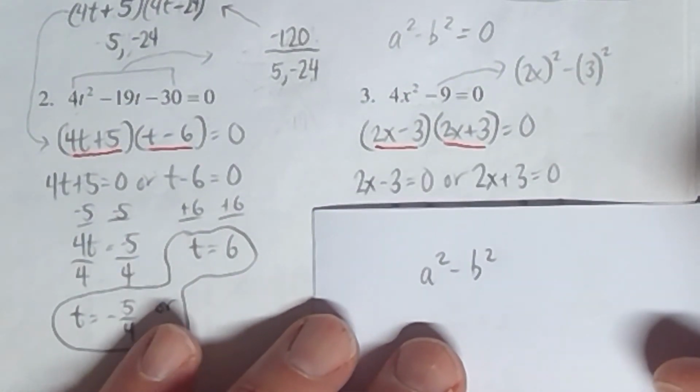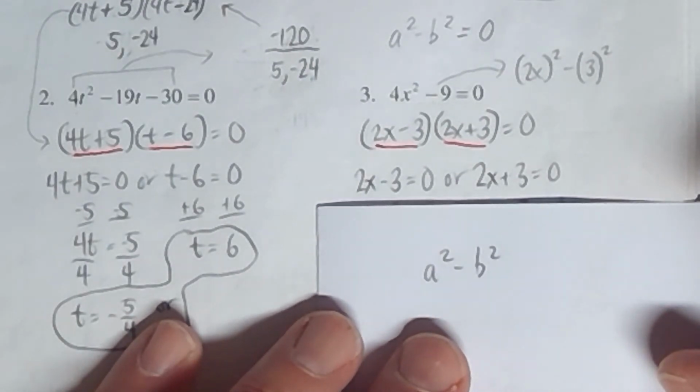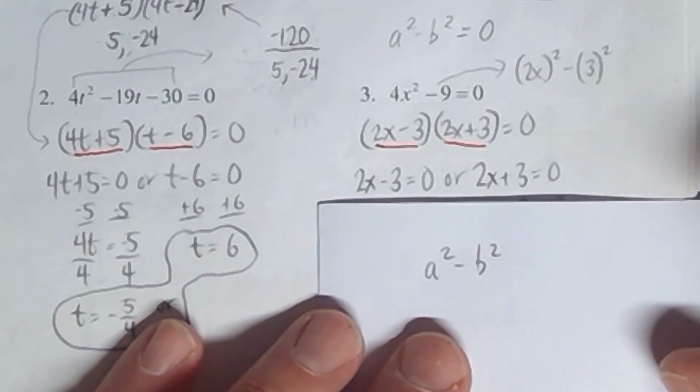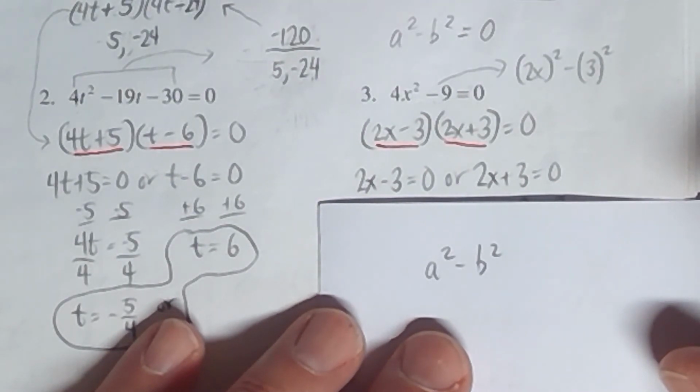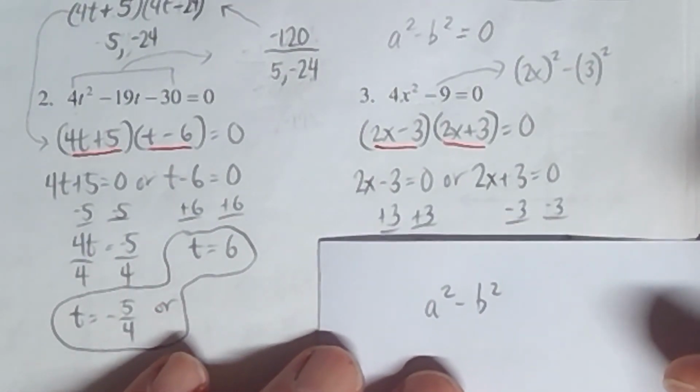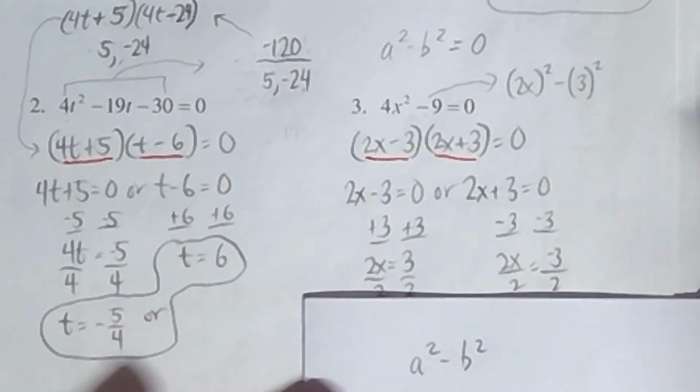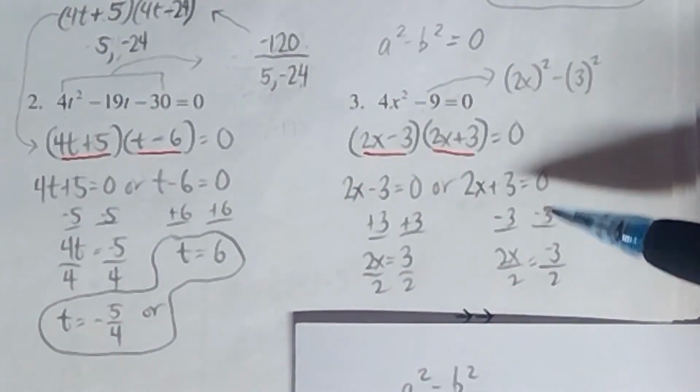So you set each one of those equal to 0. You get the two linear equations that we oftentimes get. And then we solve those linear equations by moving over the 3 with the 0 before you divide out the 2.